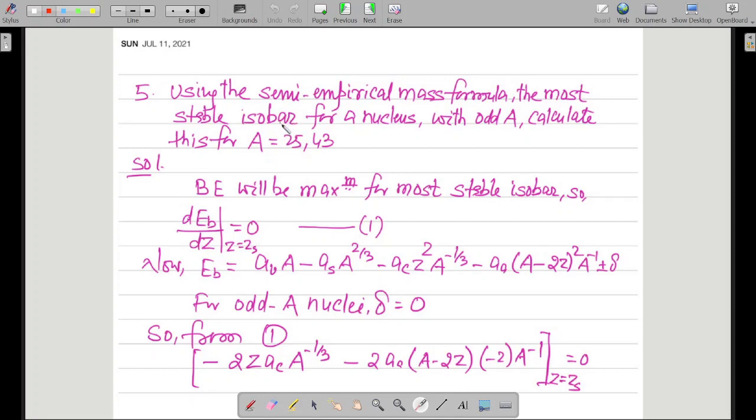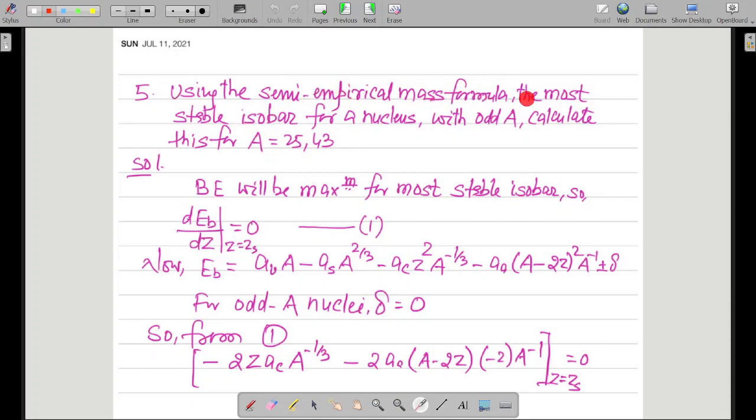We have to calculate the expression for the value of Z for which the isobar will be most stable. What is an isobar? Isobars are such nuclei for which the atomic mass number is the same but the atomic number is different. That is the meaning of isobar. The total number of nucleons is the same, but the number of protons and neutrons differ in them. Such is the case of isobars.